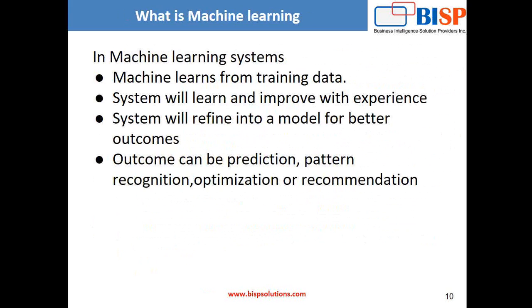So what is machine learning? Machine learning is learning from training data. Training data is because you have been viewing certain movies or reading certain books. Over a period of time, the machine learns from the experience and tries to model it to give a prediction, to give pattern recognition, to optimize, and to recommend.